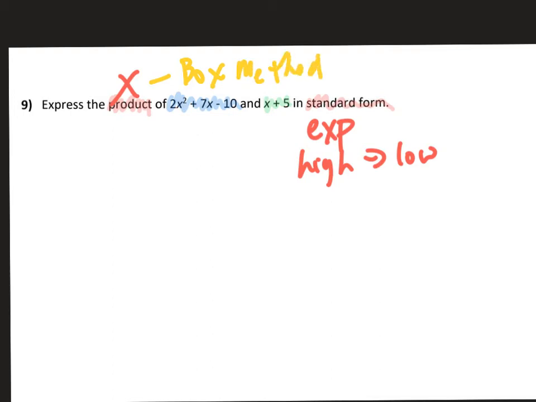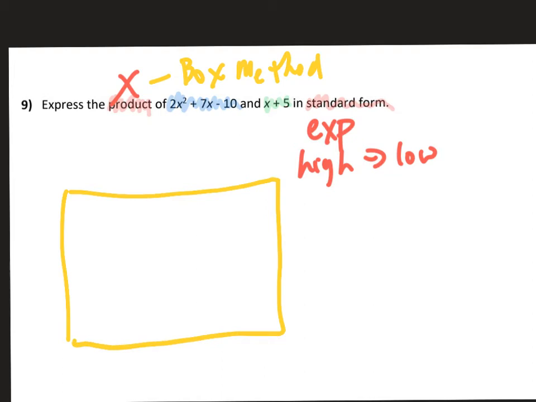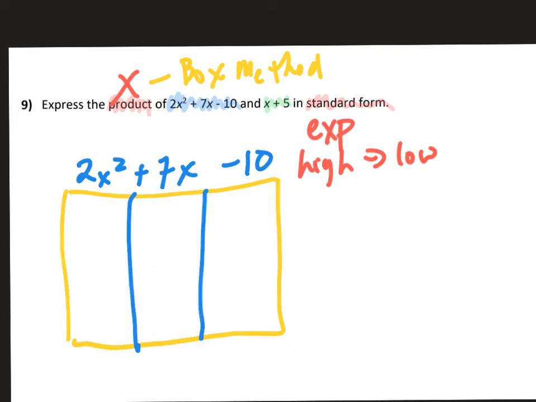So when we're doing the box method, let's draw a box. Actually, I'm going to draw it a little bit further away. Okay. Now, once again, I put my first expression, 2x squared plus 7x minus 10, at the top. I'm going to draw a line separating each of these terms. 2x squared plus 7x minus 10 is actually a trinomial, so there are 3 terms, so I should be drawing 2 lines to separate them out. So my first term is 2x squared, my second term is positive 7x, my third term is negative 10.